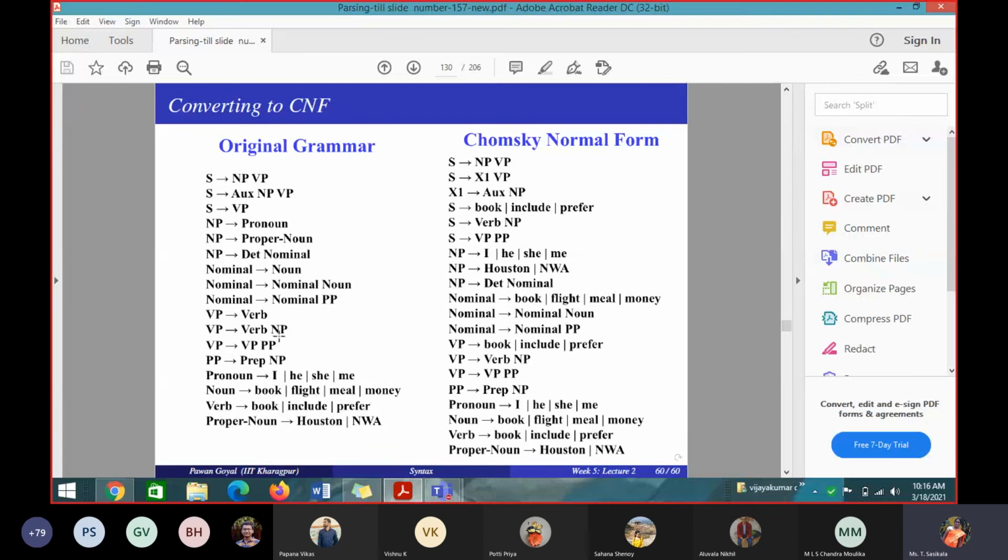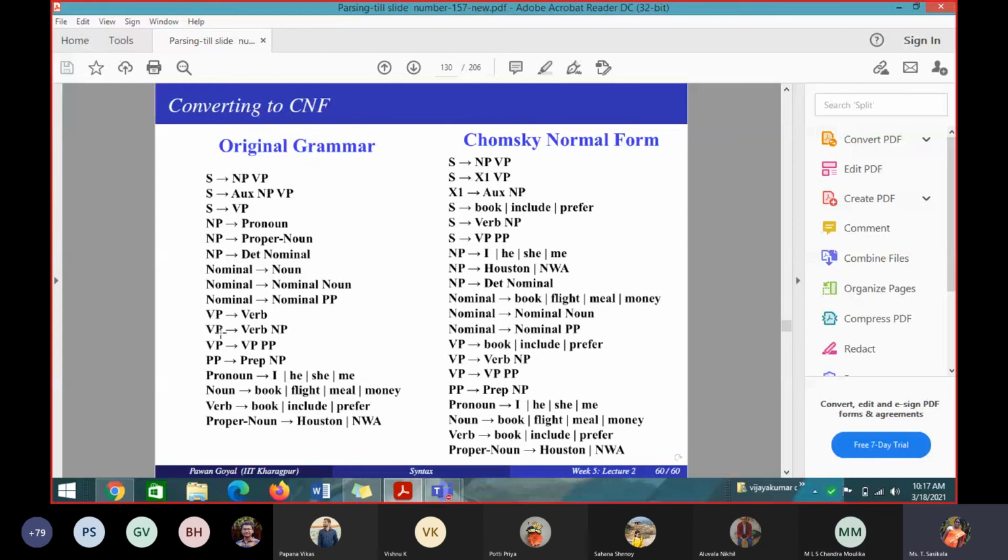VP gives verb NP. Is that fine? Yes. VP gives verb. Is that fine? No, ma'am. So what do I have to do? VP should have exactly two non-terminals on the right hand side. So I have to replace this.